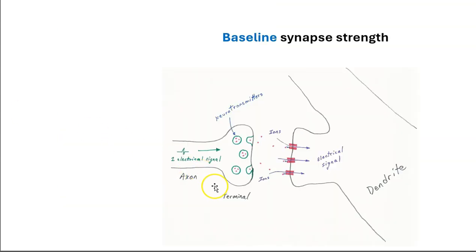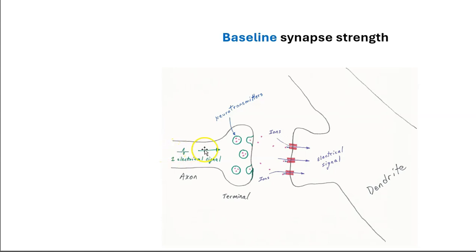And here we see an illustration of the synapse. Let's imagine this synapse is going to be involved in the learning session. In other words, there will be a communication between the neuron on the left and the one on the right during a particular study session. But prior to the study session, there is some baseline synapse strength.